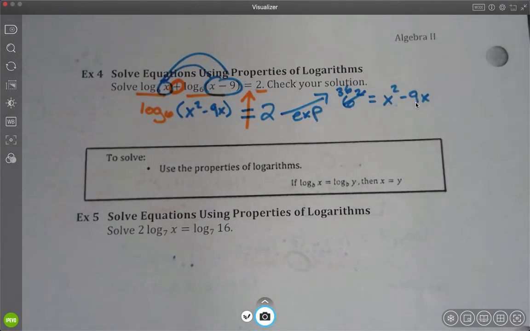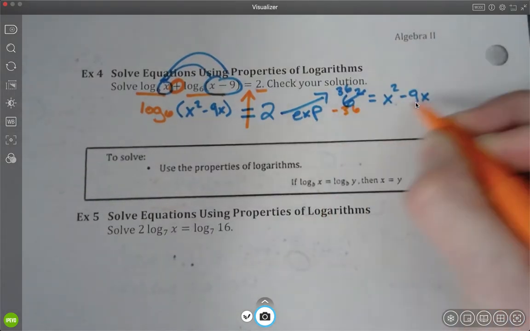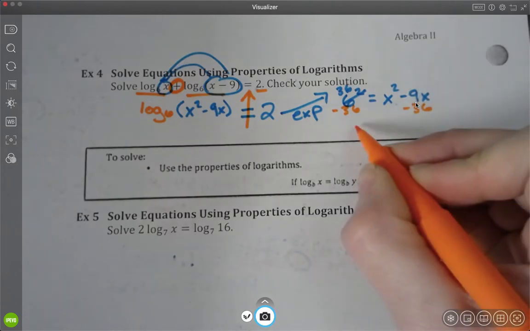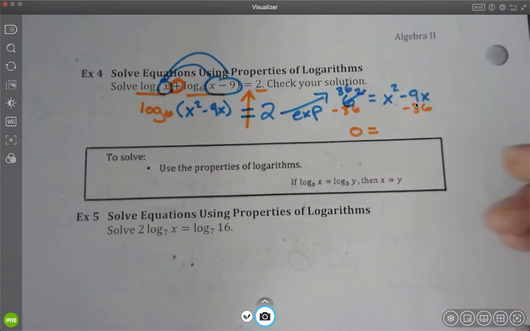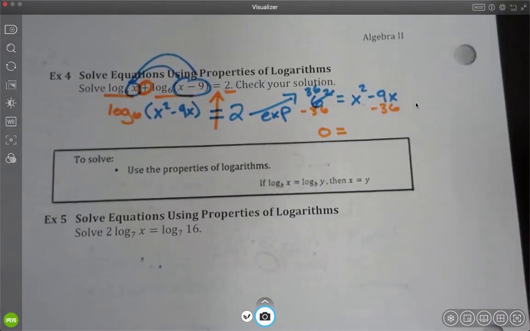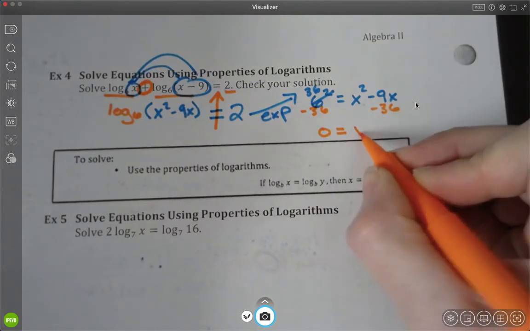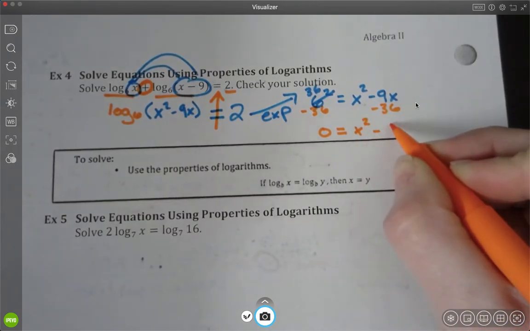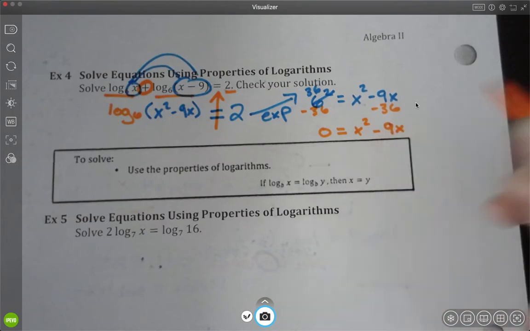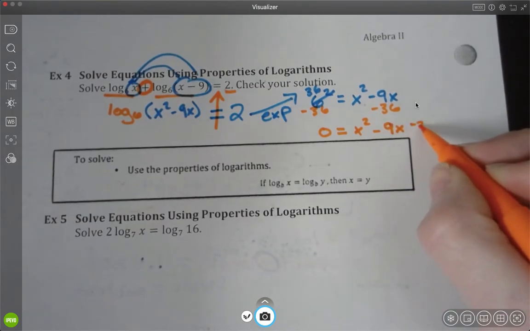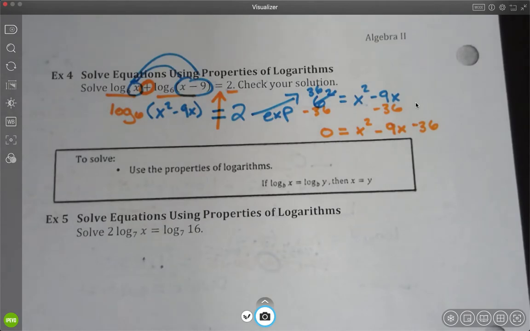Let's bump the 36 to the other side. So I have 0 equals what? x squared minus 9x minus 36. That's what it looks like. Now, what can I do with x squared minus 9x minus 36? We're almost done. That's a trinomial. Break it down.